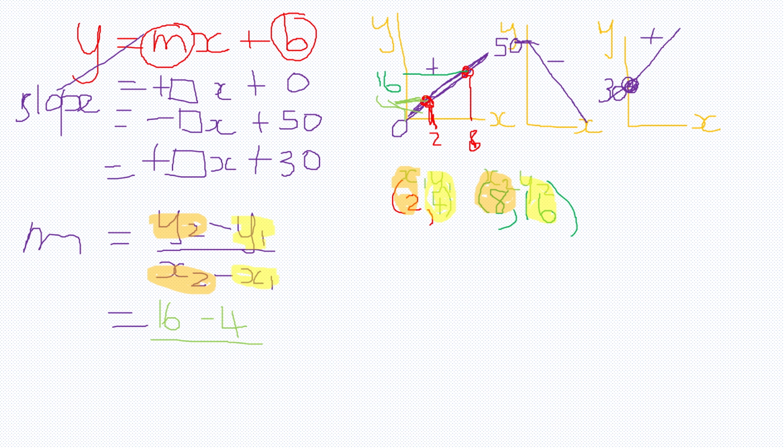Going back, you can see immediately 16 minus 4 and 8 minus 2. Thereafter, 16 minus 4 is 12 and 8 minus 2 is 6, and 12 divided by 6 is 2.